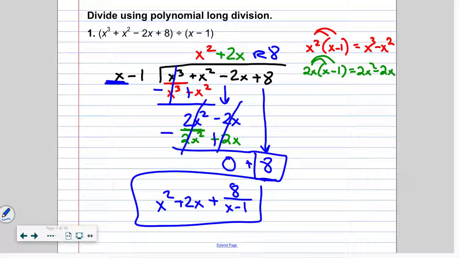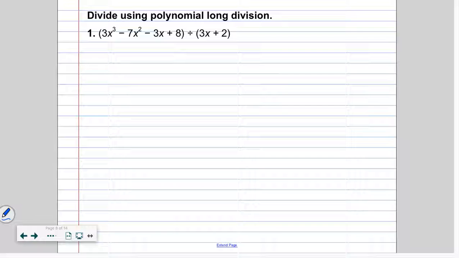So long division of a polynomial is very, very similar to long division of a number. It's just a little more intense there. Okay? I'll pause for a little bit here. Let you get that written down if you didn't. And let's do another one. Okay, 3x cubed minus 7x squared minus 3x plus 8 divided by 3x plus 2.